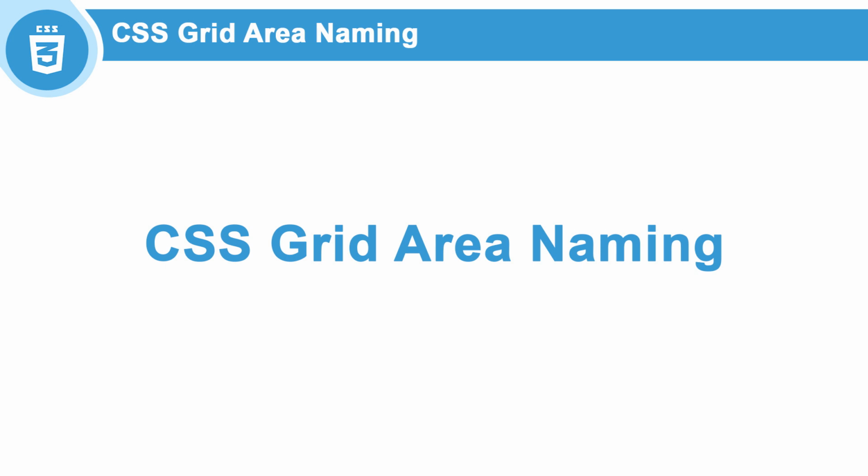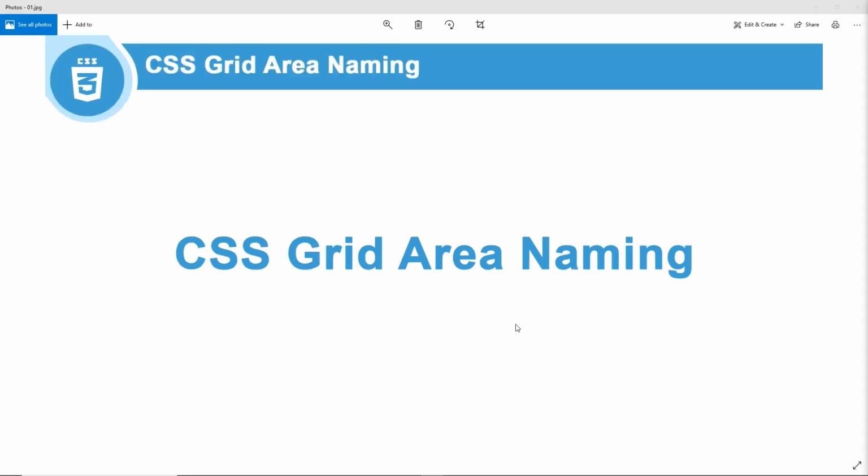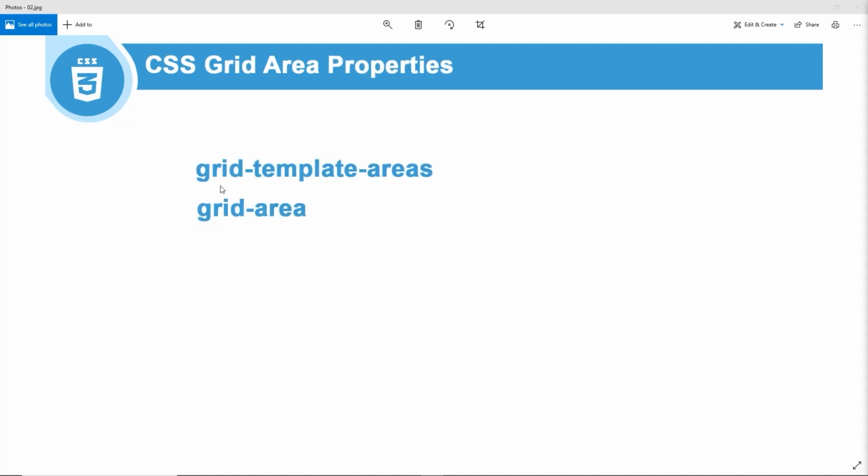Next, we are going to talk about what grid area naming is. We use this method to position our grid items. So let's see what types of properties we have that we can use for positioning. Our first property is grid template areas and our second property is grid area. So let's start the practical and try to understand how it works.